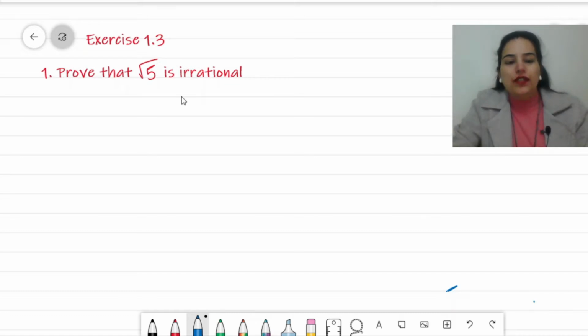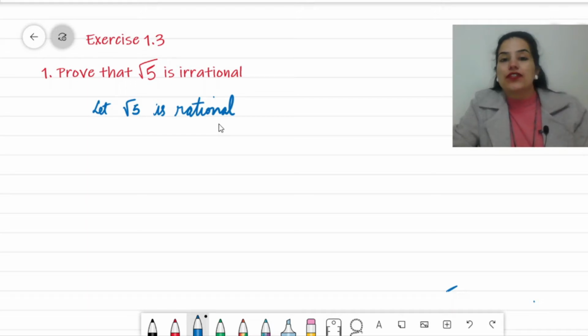Exercise 1.3, prove that root 5 is irrational. This question can come as prove root 2 is irrational, root 3 is irrational, or root 7. So how do we begin with these questions? We begin with an assumption: let root 5 be rational. And by the very definition, a rational number means integer upon integer form, any number which can be presented as integer upon integer form where the denominator is not 0.